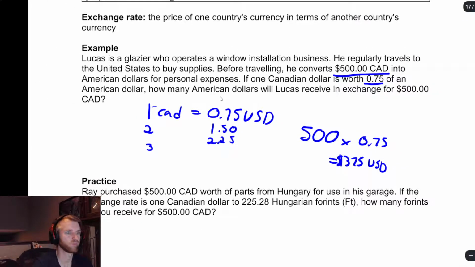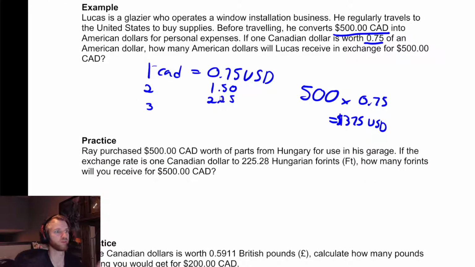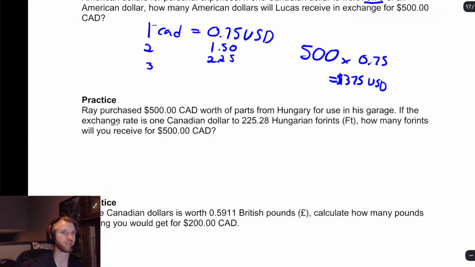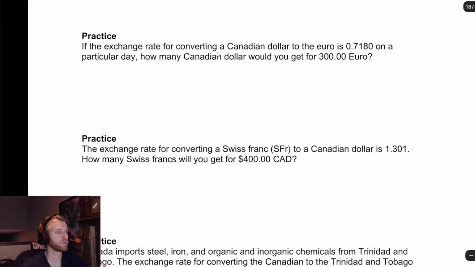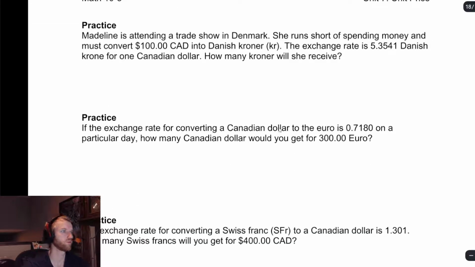Now, the other type of problem: almost all these problems are going like this, where we have Canadian dollars and we're converting it to something else. There's a couple problems that go the other way, where if we have something else, how do you get back to Canadian dollars? So if we go to this question here, it says the rate for converting a Canadian dollar to the euro is 0.718. So 1 Canadian dollar will be worth 0.718 euros. Now, how many Canadian dollars would you get for 300 euros?